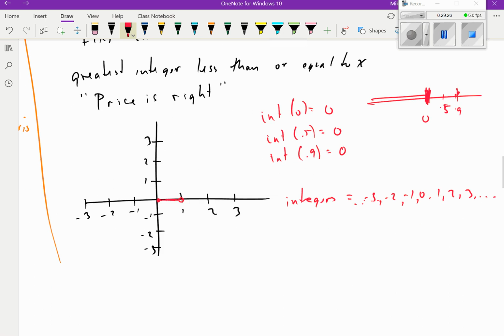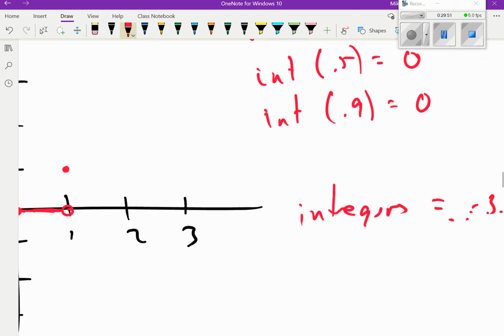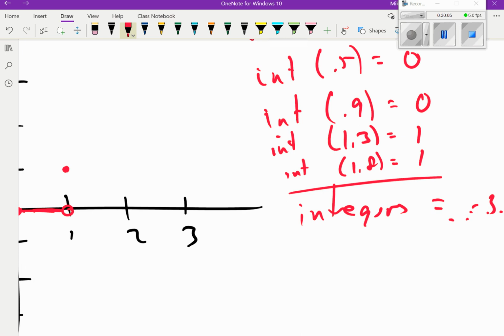Now notice here, I put an open dot there. How close can I get to 1 with an integer without going past 1? I actually can be 1. So I'm going to have this open circle down here at (1, 0), but a closed circle at (1, 1), because (1, 1) is an acceptable value. (1, 0) is not. How close can I get to 1.3 without going past it? Just 1. How close can I get to 1.8 without going past it? Again, just 1. If I go to 2, then I'm past 1.8.